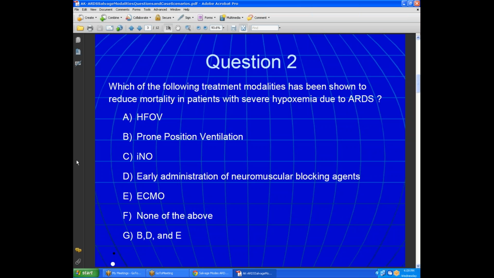Prone positioning. Now we have more positive data, in addition to the meta-analytic data suggesting that in more severe ARDS, patients may benefit in terms of mortality reductions. Now we have this sort of shocking result that nobody knows exactly what to do with, where there was a 50% relative mortality reduction in the prone patients versus the non-prone patients.